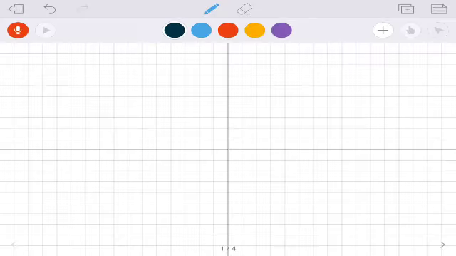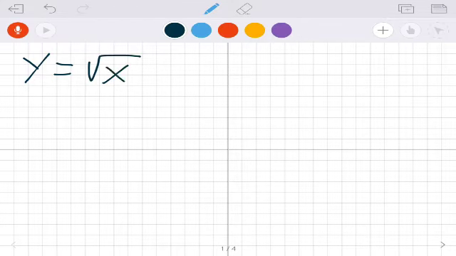We are going to be graphing radicals. And what does that mean? Well, that means graphing this: y equals the square root of x. This is our parent function, kind of like y equals x or y equals x squared or y equals a to the x power.